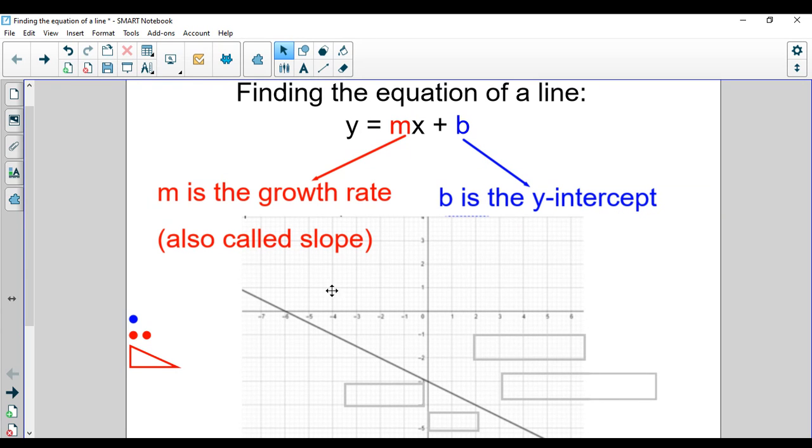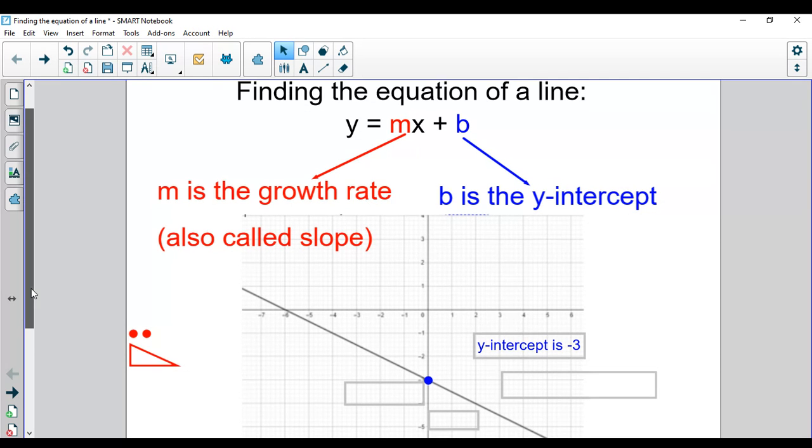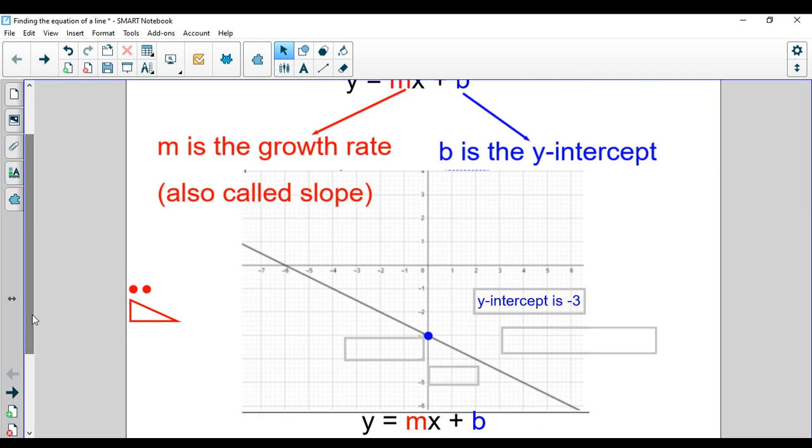So when we find the equation of this line down here, the very first thing we're going to do is identify where that y-intercept is. And remember, that's where it crosses the y-axis. So here, the y-intercept is -3. After we find that y-intercept, then we find 2 points on the line. So I'm going to choose the y-intercept as one of my points.